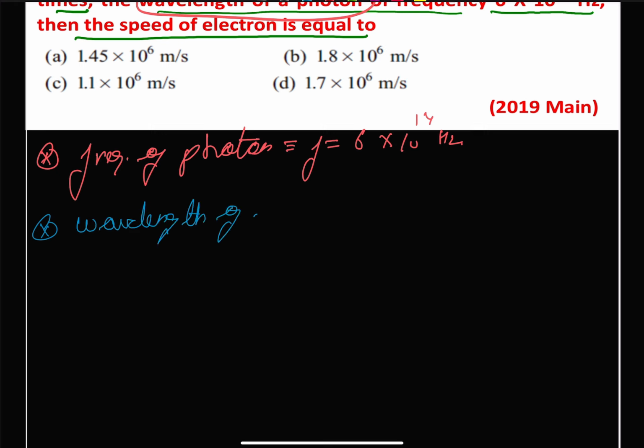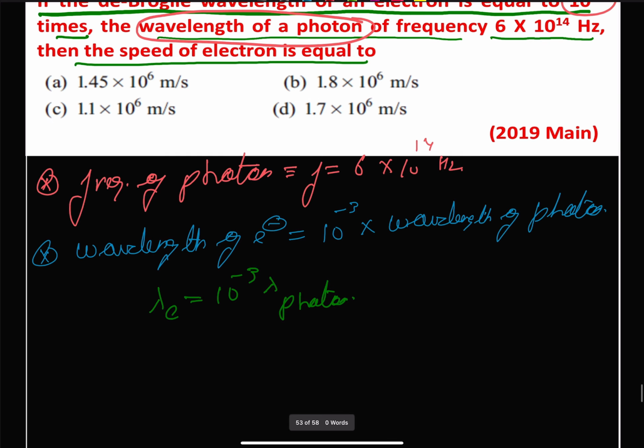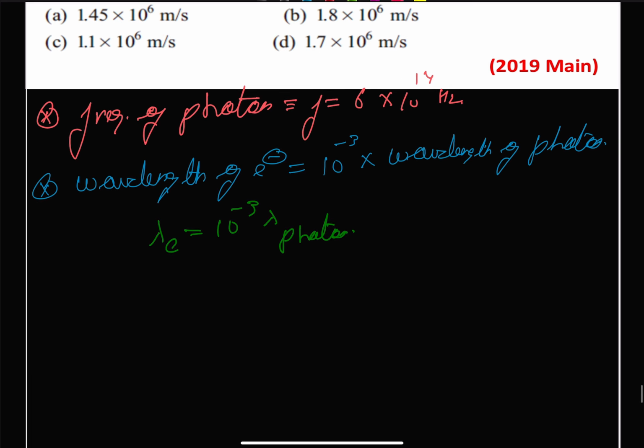And we are given that the wavelength of electron is equal to 10 raised to the power minus 3 times the wavelength of photon. Or we can write our lambda E is equal to 10 raised to the power minus 3 times lambda of photon. And we need to find out the speed of electron. So first of all, we are going to find out the photon wavelength.